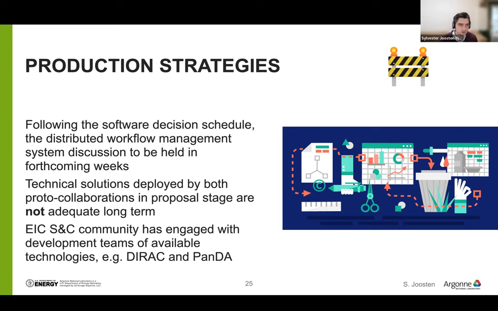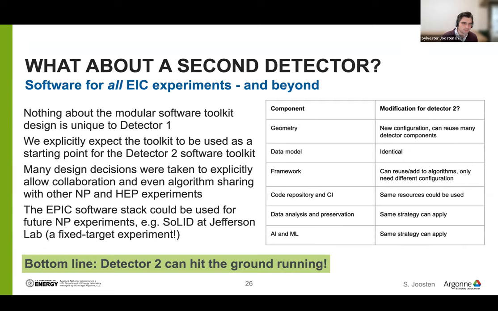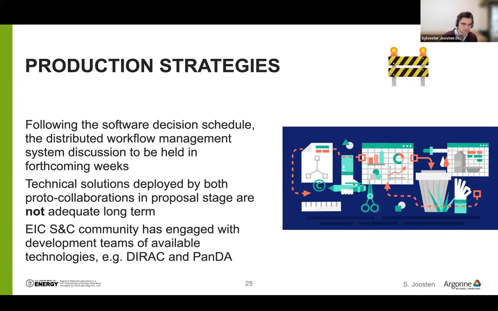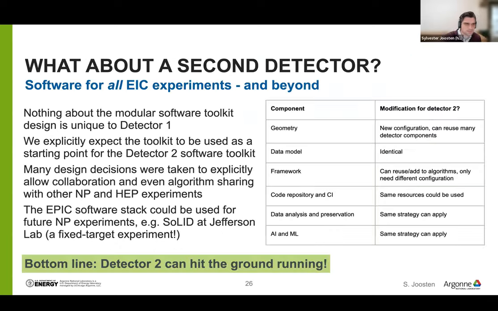2023. The EIC software and computing community has engaged with development teams of available technologies, for example, Dirac, Panda. We're really going to be evaluating a large amount of possible solutions to this issue. It's of course non-trivial. We're working on a lot of different systems. The majority of our computing is actually happening on OSG right now. We need to make some improvements in being able to more strongly leverage both computing systems that host laboratories as well as maybe leverage HPC facilities within our workflows in a targeted way. So there's quite some thought that needs to go into this.